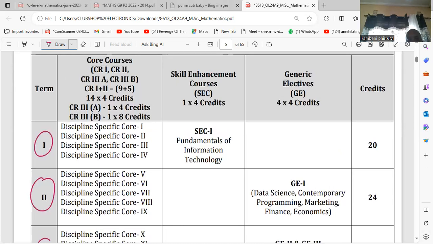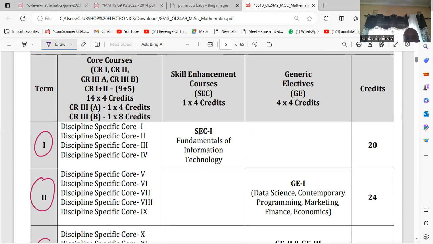Under the first column and the second column, we have got your core courses here. The second column has skill enhancement courses, those that will just help you. Then we have the generic electives or GE and the credits. Core courses are a must, while generic electives are courses that you may choose. In the first semester at Lovely Professional University, you will not have any generic electives.